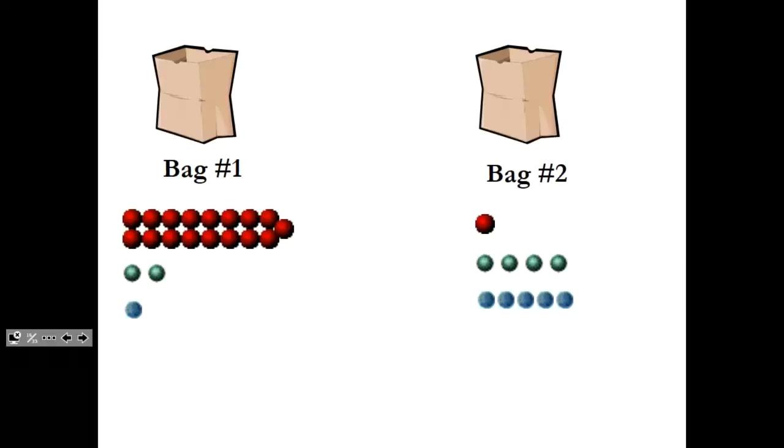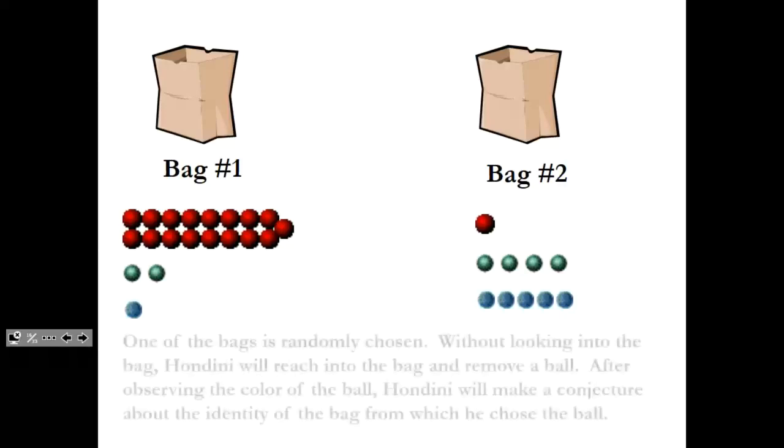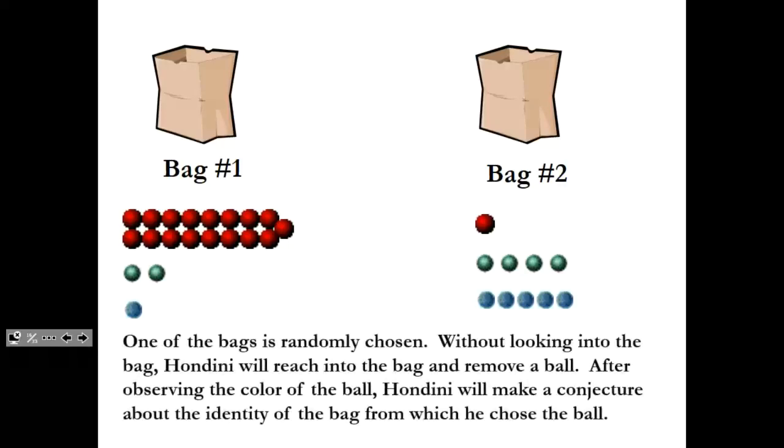So the question to Houdini is, which bag does he have? So he has a couple hypotheses. One of these bags is going to be randomly chosen. Without looking into the bag, he's going to reach in and remove 1 ball. After looking at the color of the ball, he'll make a conjecture about which bag he has.